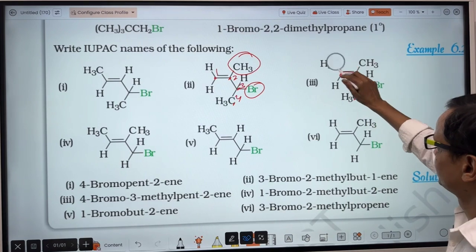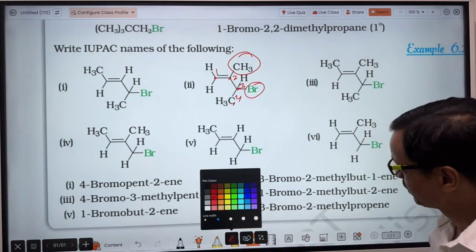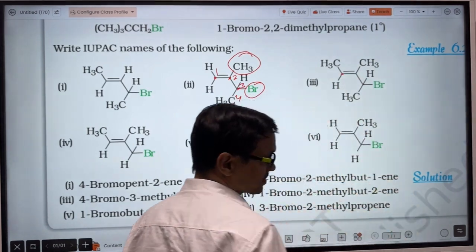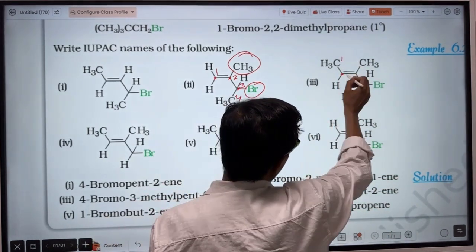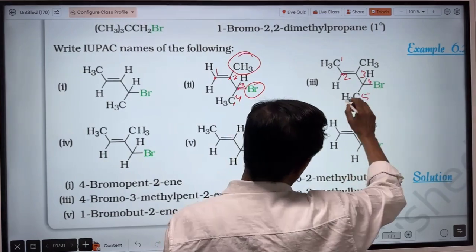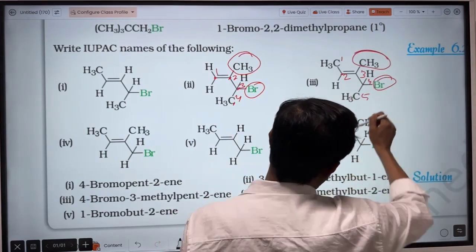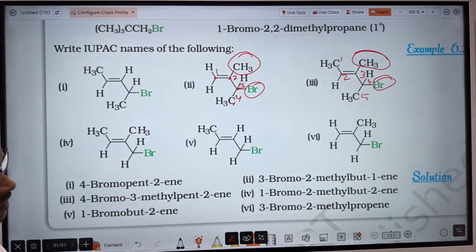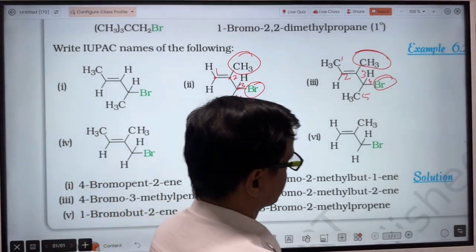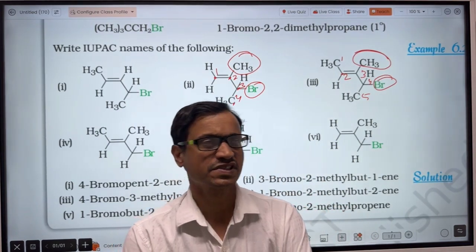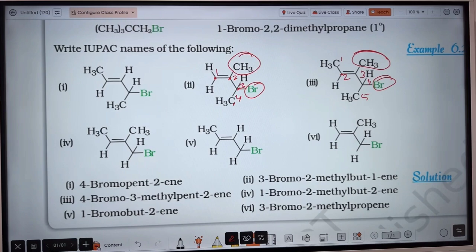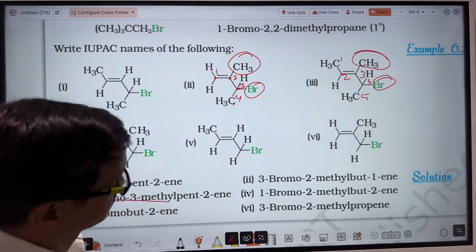After that you will have to do numbering in such a way that the double bond carbon atom gets the lowest position. So it will be 1, 2, 3, 4, 5. This will be the substituent and this bromine will be the substituent. Bromine is at the fourth position and the methyl group is at the third position, and among the substituents B comes first. That's why we will write 4 bromo 3 methyl pent 2 ene. So here, 4 bromo 3 methyl pent 2 ene.